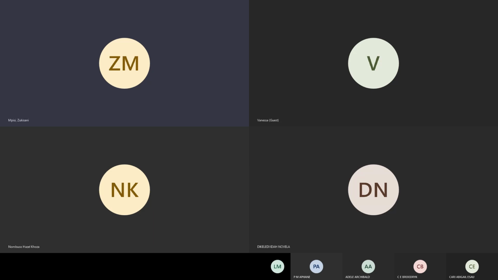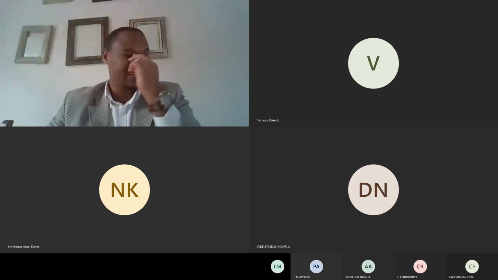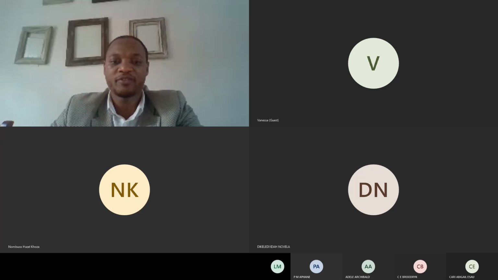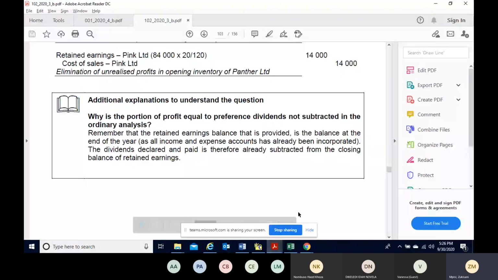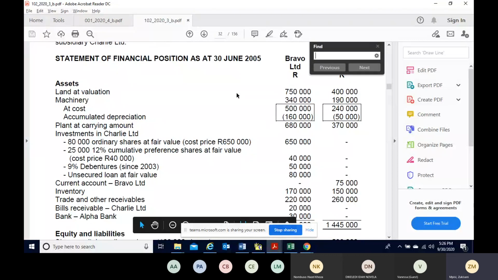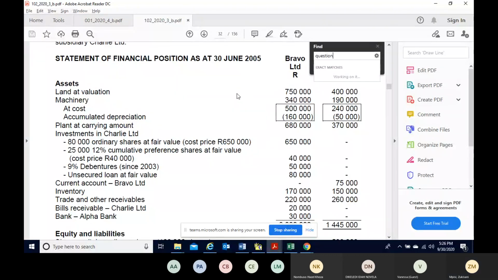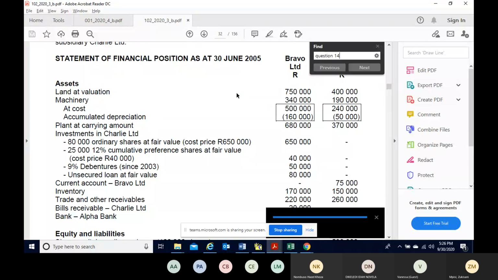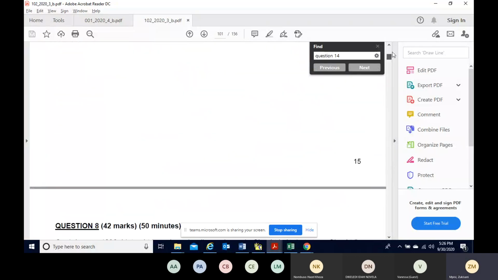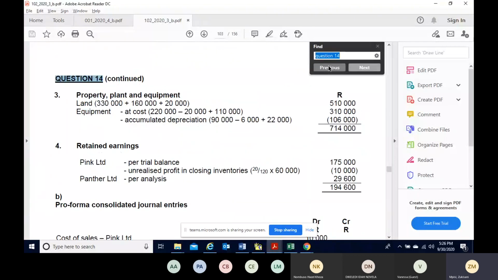Yeah, quickly, I have also spotted a similar question. So how we have done it in our case is actually correct. I've spotted a question, which is question 14 on tutorial letter 102. So question 14.